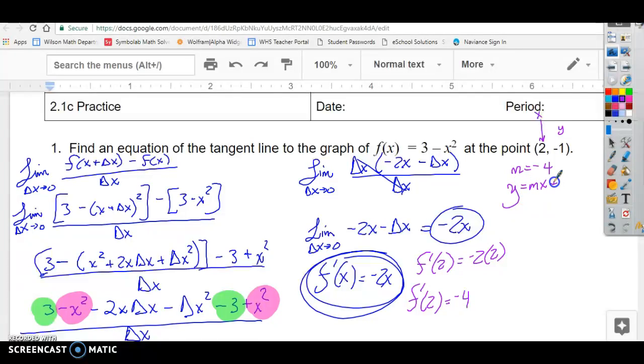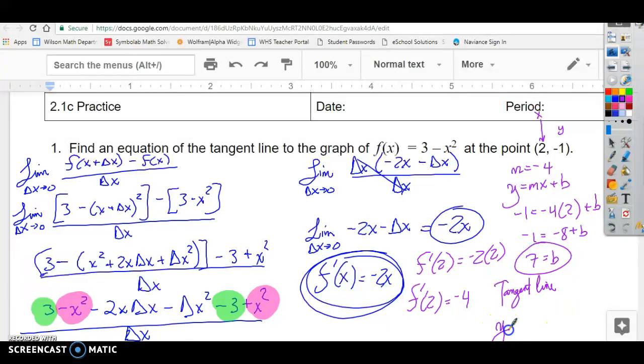Tangent lines are linear. So this will be negative 1 equals negative 4 times 2 plus b. Negative 1 equals negative 8 plus b. So b is equal to 7. So my tangent line, in conclusion, will have the equation y equals negative 4x plus 7. All right? So here's your derivative, here's your tangent line, and that's number 1. Let's go ahead and jump down to number 2.